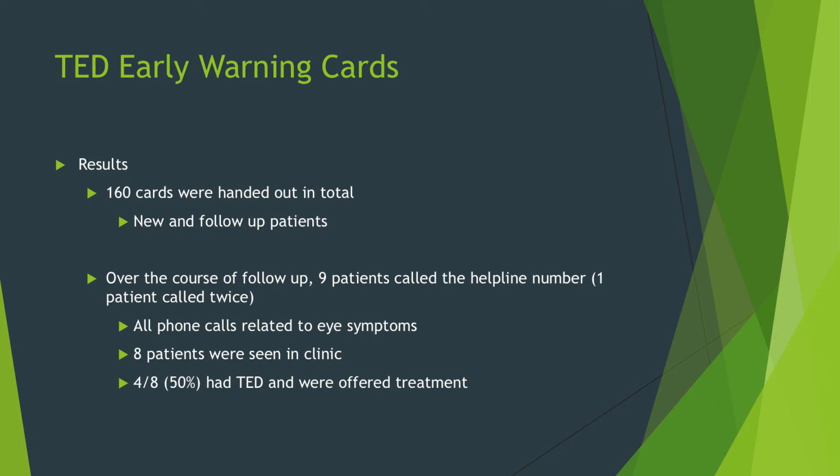In total, we handed out 160 cards, to people who were newly diagnosed with Graves' disease and also to follow-up patients who'd had Graves for a while. Over the course of the follow-up period, 9 months, 9 people called the helpline number. 1 person called twice, so there were 10 phone calls in total. All of the phone calls were entirely appropriate and related to eye symptoms. And of those, 1 patient was referred to their GP because they had symptoms of a possible transient ischemic attack or mini stroke. But the other 8 patients were seen in clinic. And 4 out of the 8 had thyroid eye disease and were offered treatment for this.